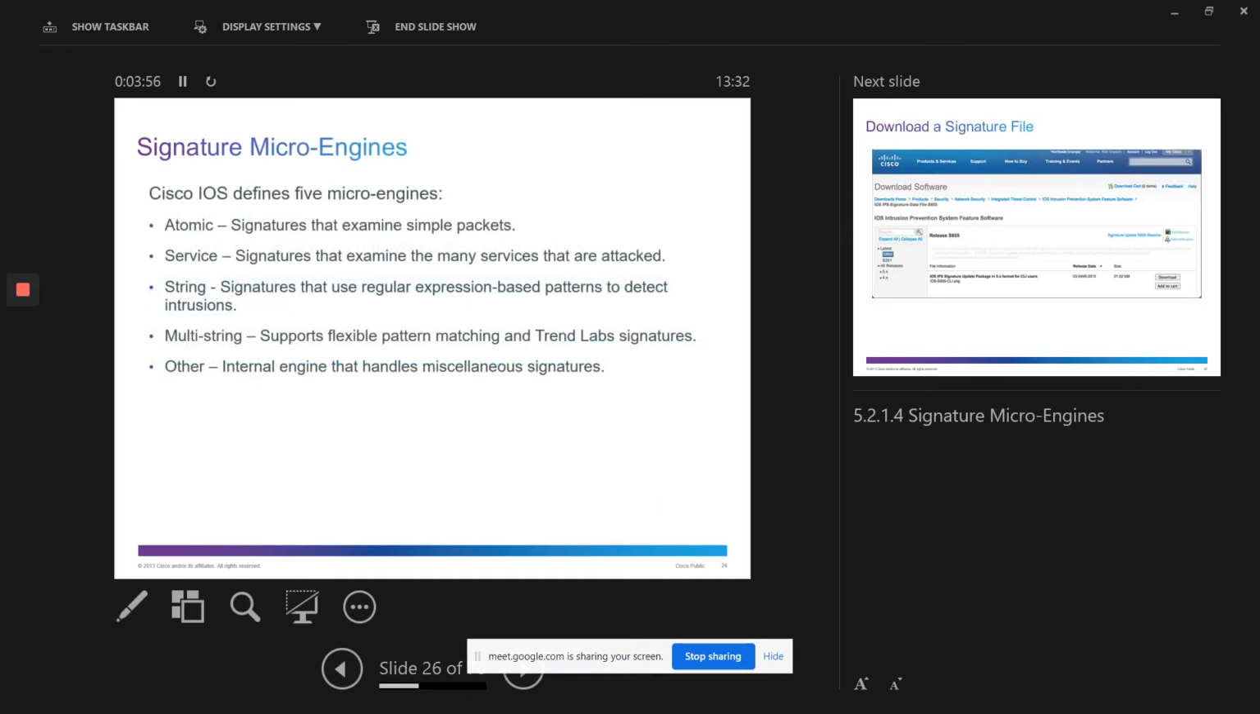And moving on to signature micro engines. So there are 5 micro engines. The first one is called atomic. That's a signature that examines simple packets, which we mentioned before. Then we've got services, and these are the signatures that examine the many services that are attacked. Then we've got something called string that uses regular expression patterns to detect intrusion. Then we've got multi-string that supports multiple pattern matching and trend lab signatures. Then finally, we've got something called other. That's the internal engine that handles miscellaneous signatures.